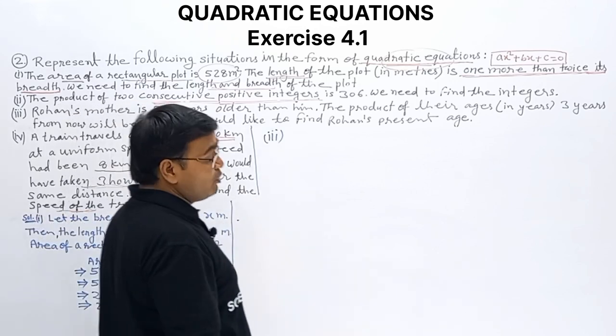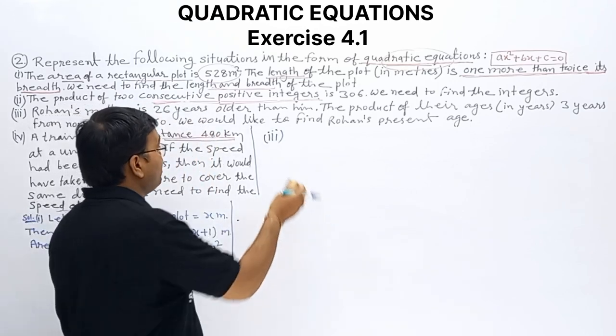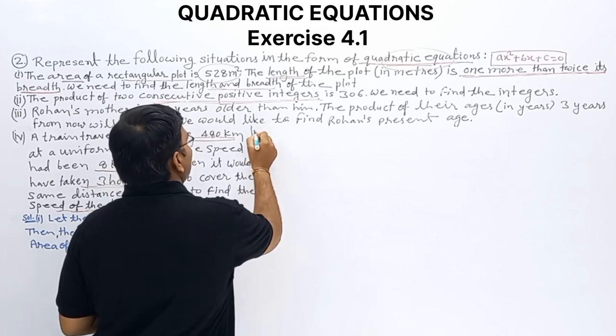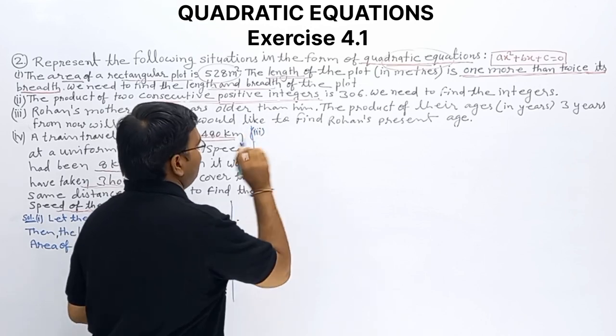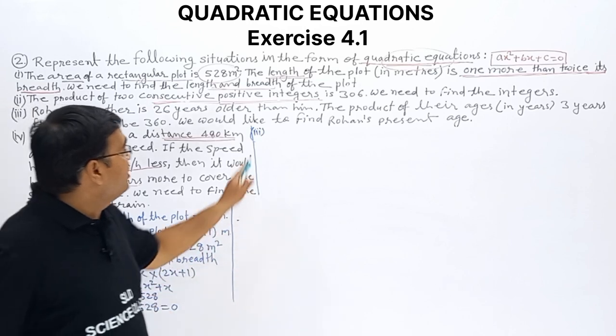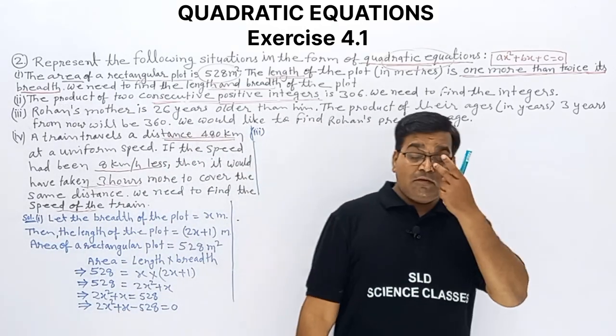Rohan, observe this question carefully. This is an important question. Space is required, so I am taking the corner. I am putting the number in the corner. Okay. Observe.